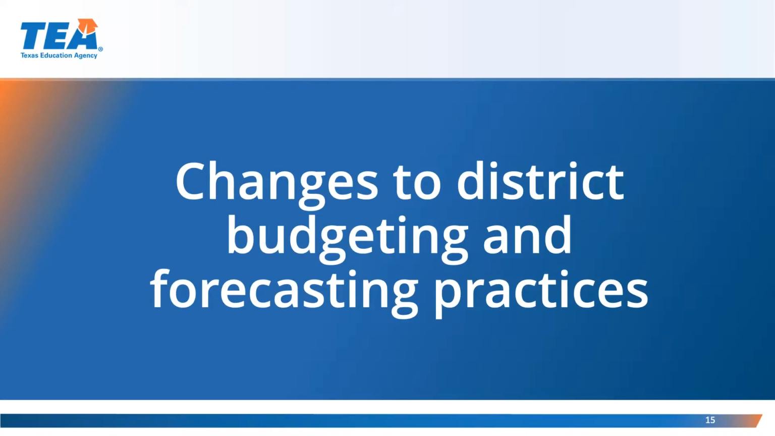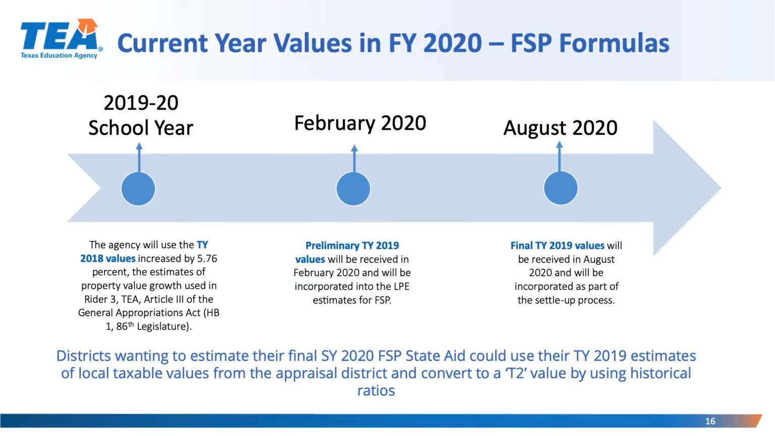So on to changes to district budgeting and forecasting practices. First, we're going to look at how current year values will be used in the school year 2020 FSP formulas. This is what we're going to base the estimates on during the school year. So for the 1920 school year, as we start the year, we won't have the 2019 current year values available to us yet, so we will increase the tax year 2018 values by 5.76%, which is the percentage that the comptroller estimates as statewide property value growth, and that was used as part of the budgeting process and is incorporated in the General Appropriations Act from the last legislature.